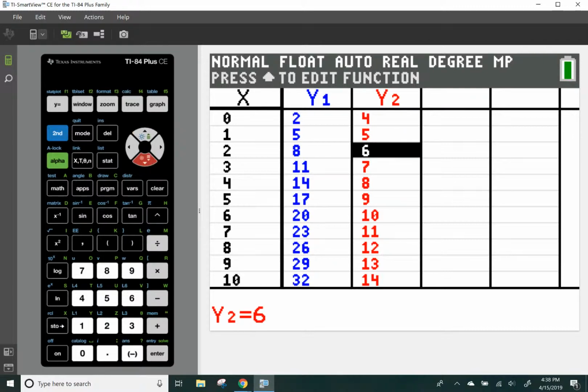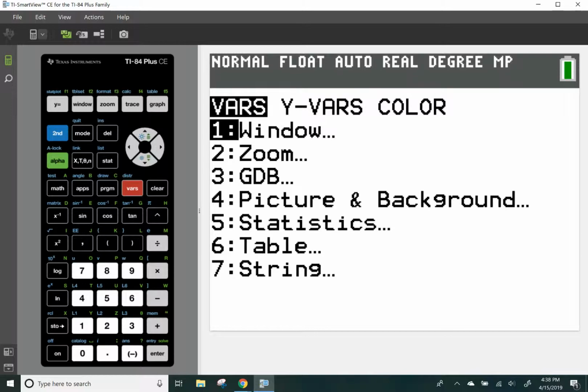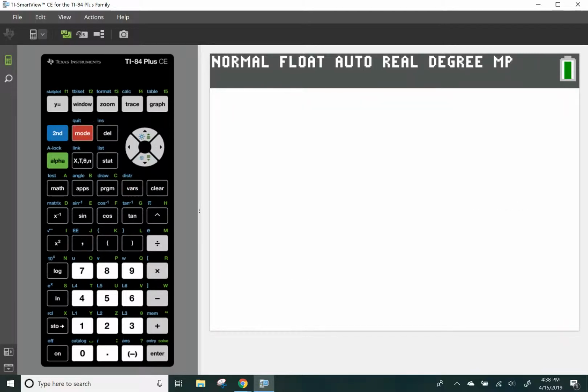They don't match here. They don't match anywhere else, right? 11 and 7, 14 and 8. But you're looking for where both of them were the same, and they're both 5 at 1. So that was the point 1, 5. So that's what you can do on number 2.